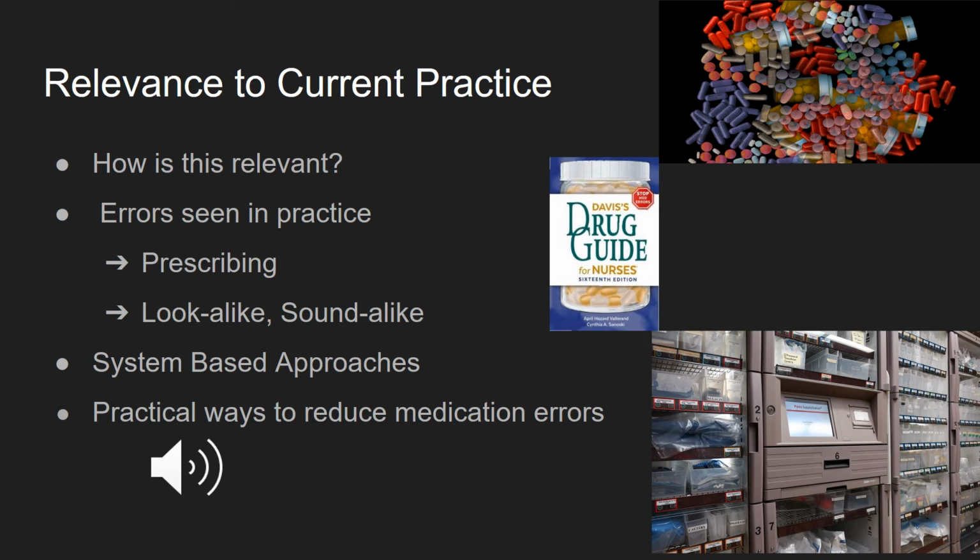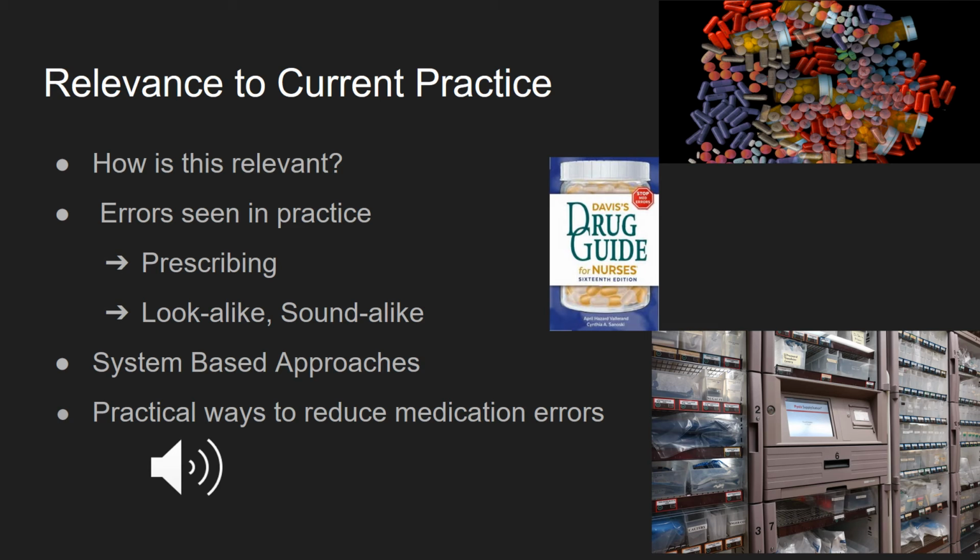Another error-prone example that we may see in practice are look-alike, sound-alike drugs. This often leads to substitution errors, where one medication is substituted for another. An example of that would be hydromorphone and morphine. Though these drugs are very different, they do sound alike. Hydromorphone, for example, has a higher potency than morphine. Hydromorphone is 5 to 7 times more potent than morphine.